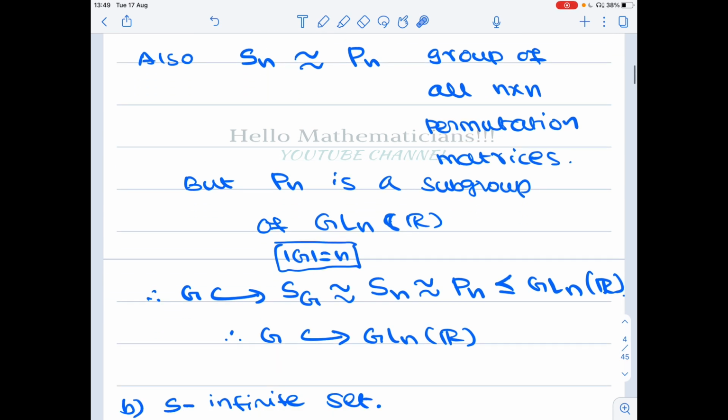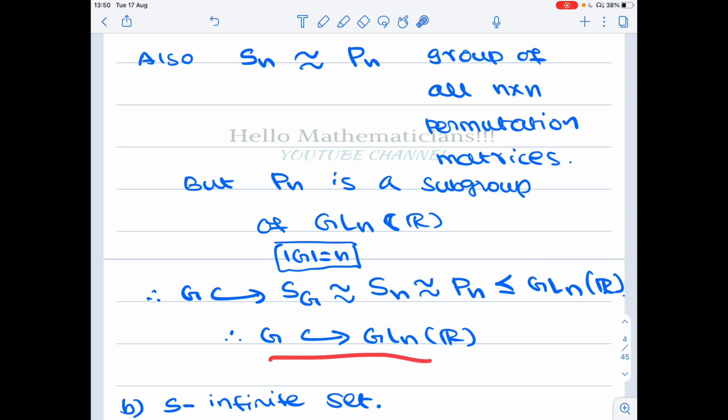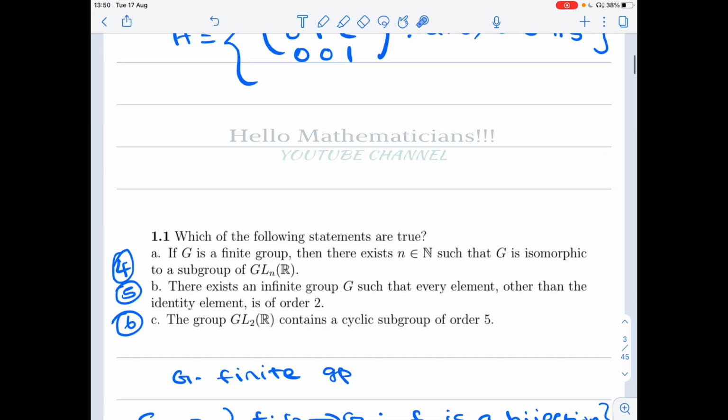Please check. So you start with the group G. This is isomorphic to a subgroup of S_G. S_G is isomorphic to S_n. S_n is isomorphic to the permutation matrices. All the permutation matrices are invertible. Therefore, they form a subgroup of GL n R. So G can be identified with a subgroup of GL n R. Therefore, the first option is true.